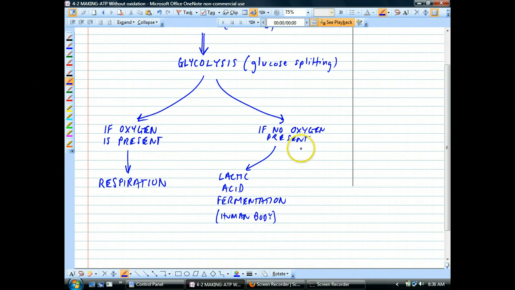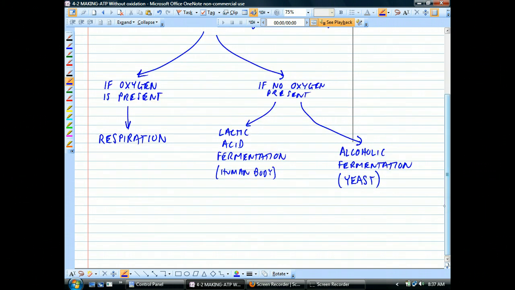Your body does not do the other option, okay? There's another type of fermentation, and this is called ethanol or alcoholic fermentation. Alcoholic fermentation, and this is done by yeast. Okay, so yeast do this. And you guys have already seen yeast in action, and we've done a couple labs with yeast, or at least one. But this is the basic idea of alcoholic fermentation.